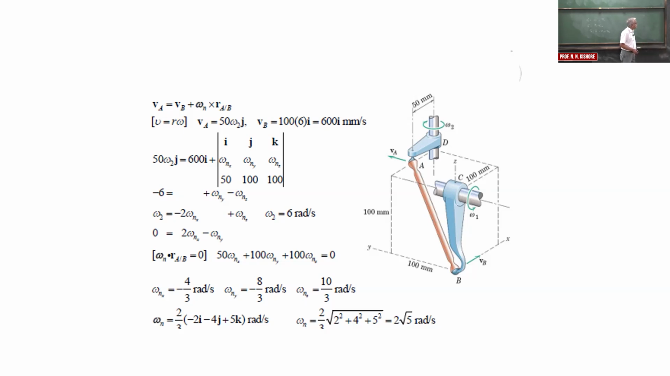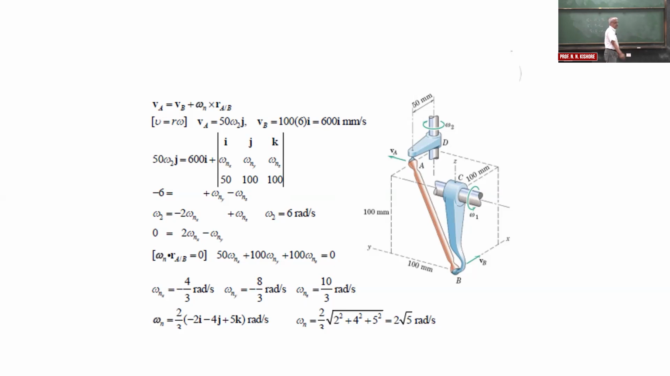And similarly, B is rotating about C. That also is shown here. Then these two can be connected by the cross product with omega 3, which he called omega n instead of omega 3. So this is 50 omega 2 j, that's VA, and VB is 600 i, and omega n cross RAB. So he put it as this product. Interestingly, this is the relationship.